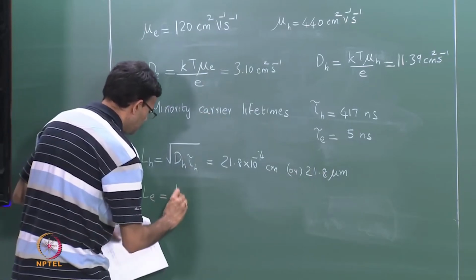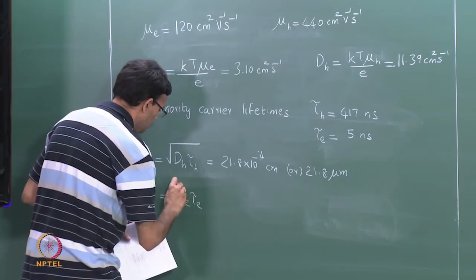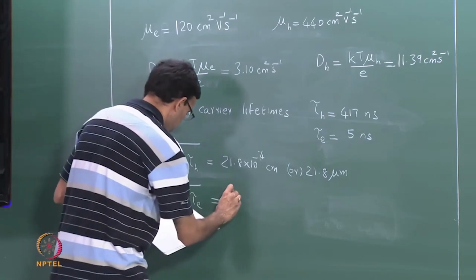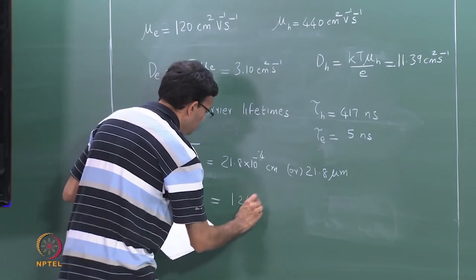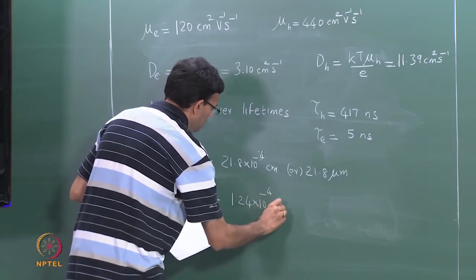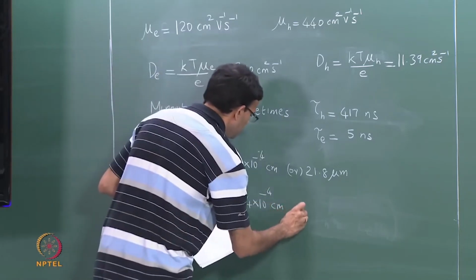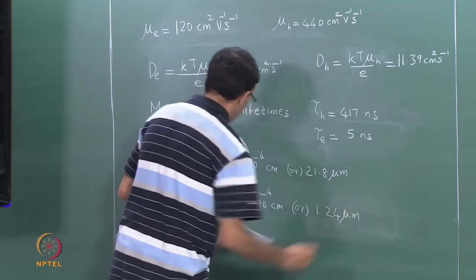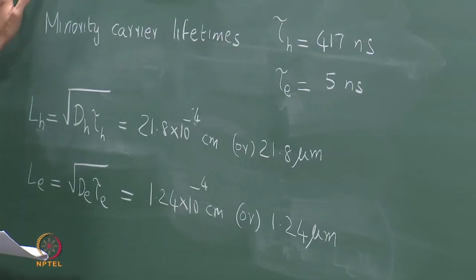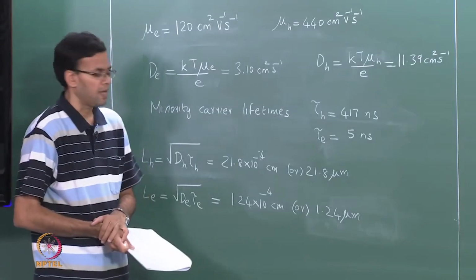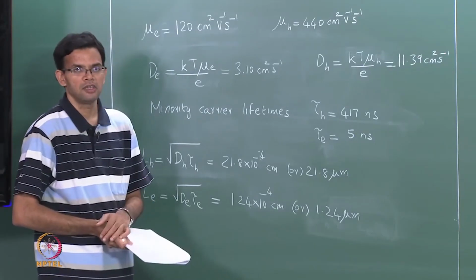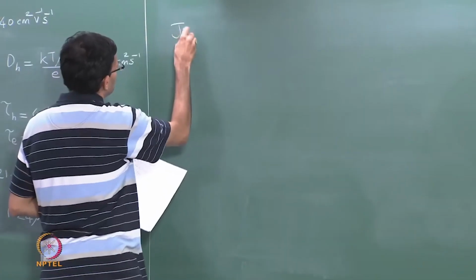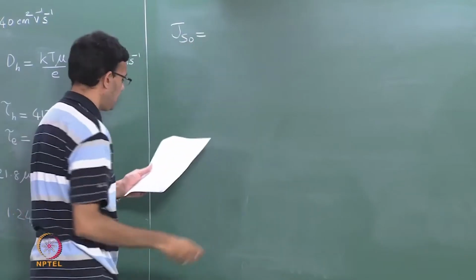Le is nothing but square root of De tau e, which is 1.24 times 10 to the minus 4 centimeters, or 1.24 micrometers. So we have all the values that we need for calculating the reverse saturation current and the current during forward bias. So Js naught we can calculate.